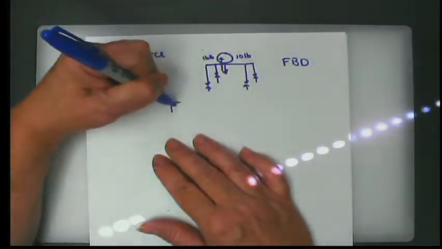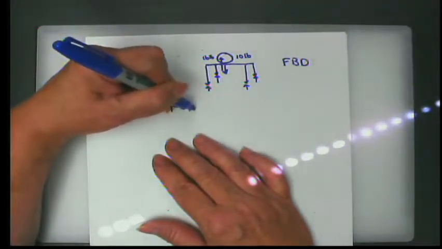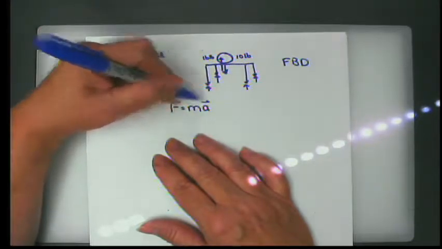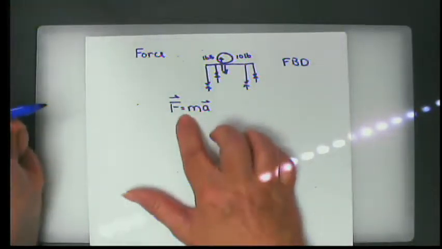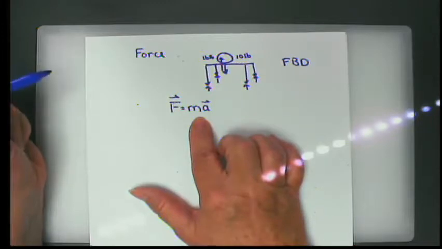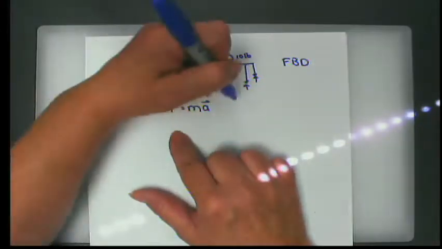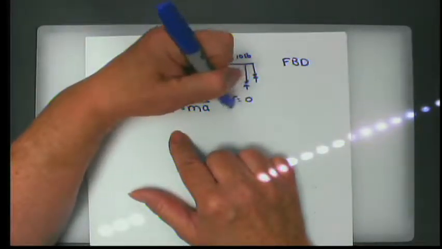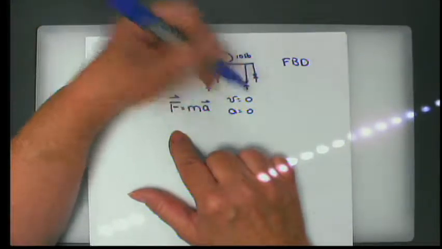Now, the governing law for this is called Newton's second law of motion, which says that force is equal to mass times acceleration. And if it is not moving, if the velocity of things is equal to 0, then the acceleration is also equal to 0.